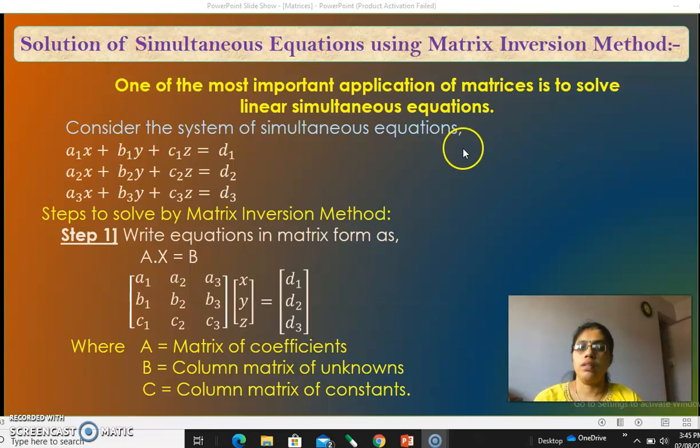Remember that this is one of the most important applications of matrices, that is, we can solve linear simultaneous equations using matrices. This type of system of simultaneous equations will be given to you. What is meant by simultaneous equations? First of all, the number of equations and the number of unknowns should be the same, and they should be linear. Linear means the highest power of variables x, y or z should be equal to 1. They must be linear.